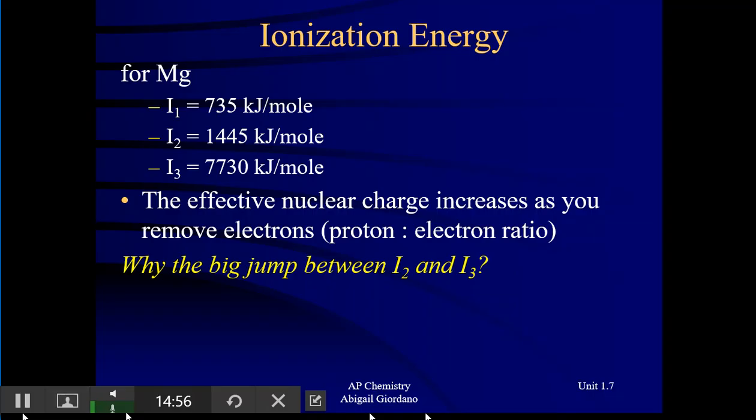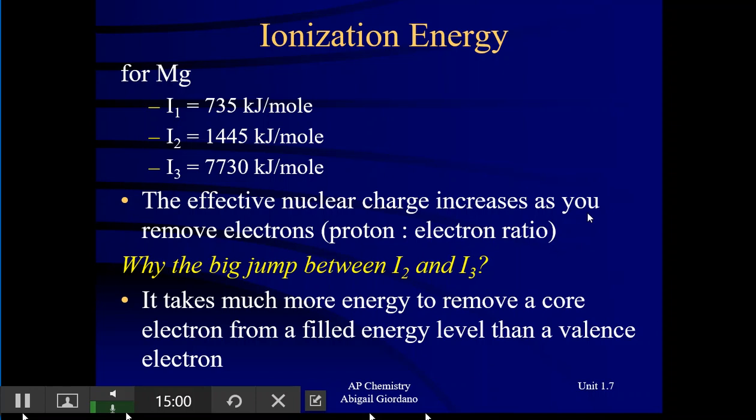It's a core electron from a filled energy level. And that's a big deal. That takes a lot of energy. So why is there that big jump? It takes much more energy to remove a core electron, and not just any core electron, but one from a filled energy level, than a valence electron.